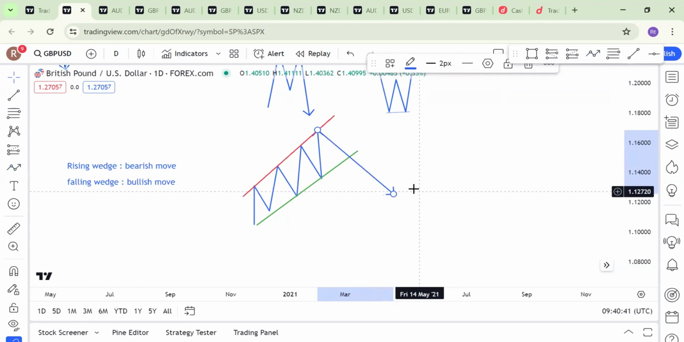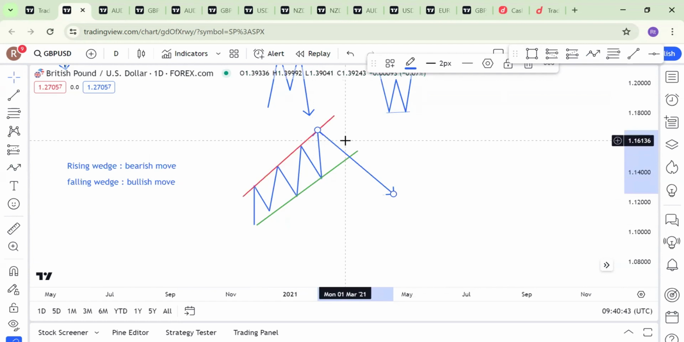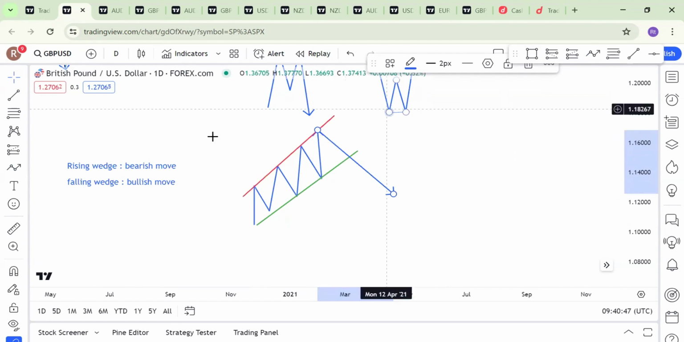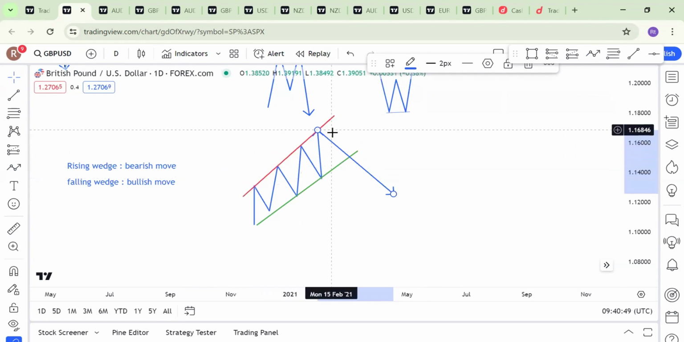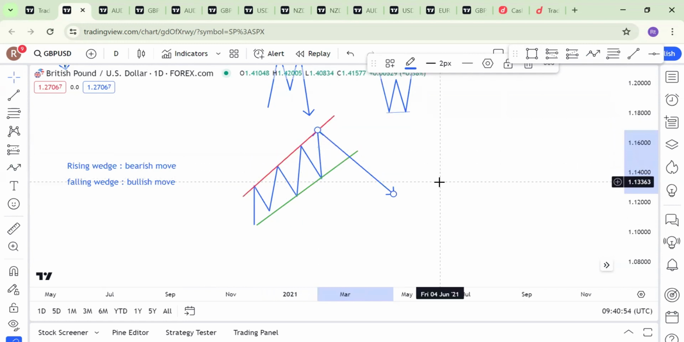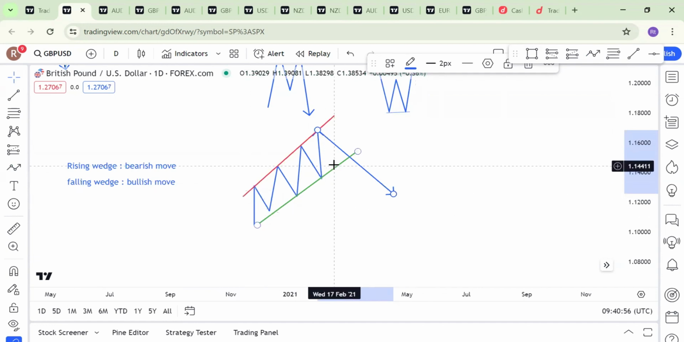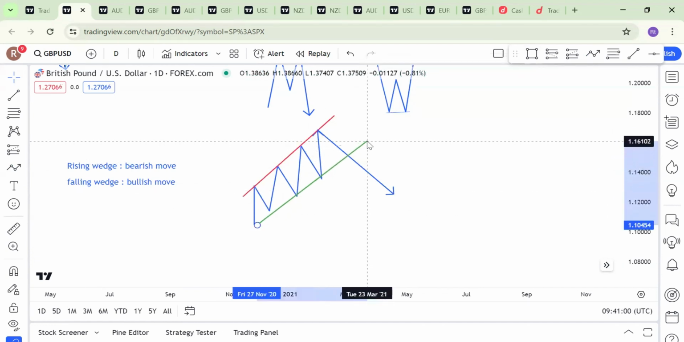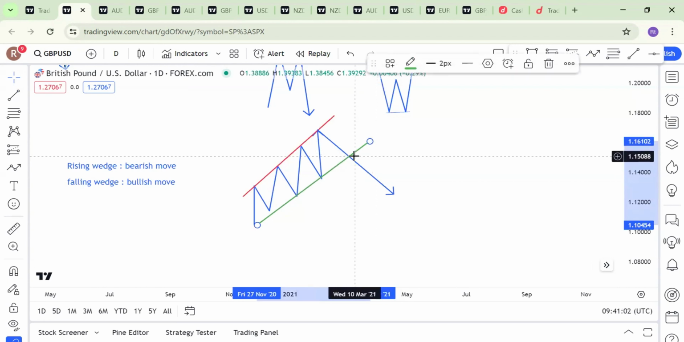This is a rising wedge. It doesn't happen 100% of the time. One thing I want you to understand with the market is that when you get a rising wedge, 60% of the time it is going to break down to the downside. So you have to wait to be able to identify when it breaks out.